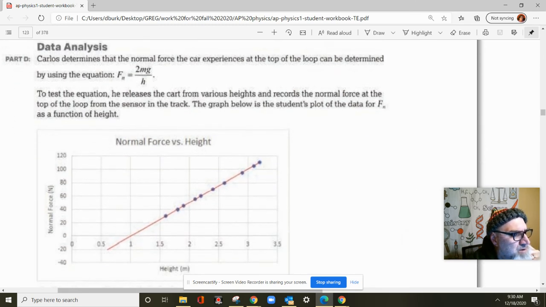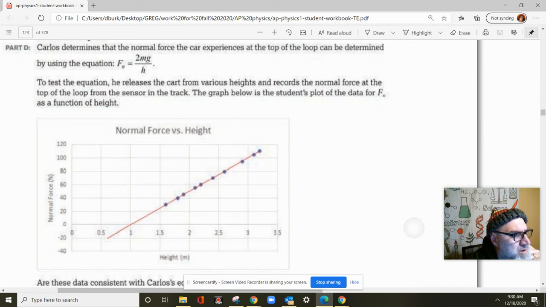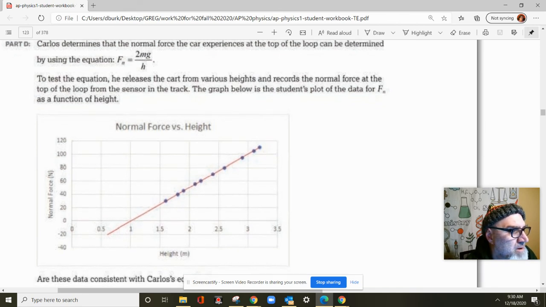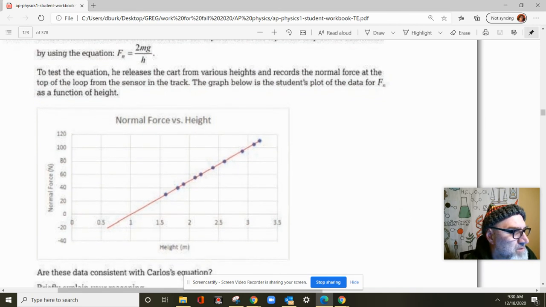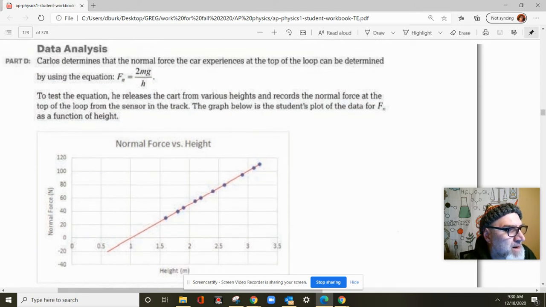Carlos comes up with an equation. I don't know where he got this crazy equation. And then he tests it, and Carlos has got a cool thing that can sense normal force. I have no idea what that might be, but I need to get into the science catalog and buy me a normal force measurer that can measure normal force. That would be cool.